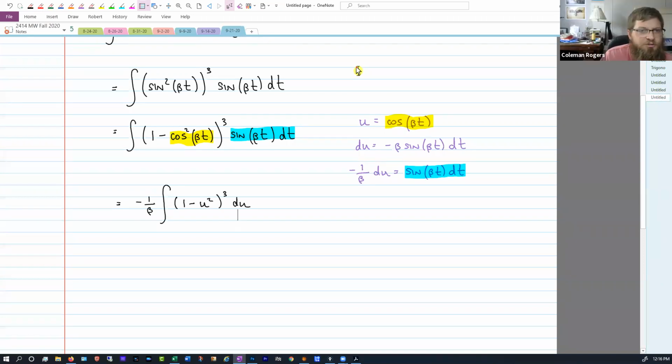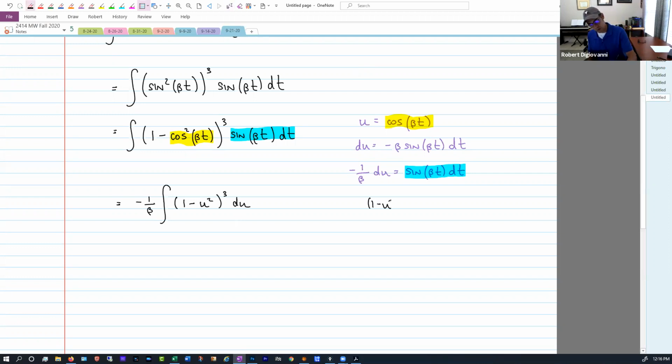Can we do another substitution? Maybe a substitution might work. But how about just do some algebra? Like what's 1 minus u squared cubed? Like what is 1 minus u squared times 1 minus u squared times 1 minus u squared, right? Now, you wouldn't want to do that if that power was like to the 7th or something, but cubed, it could be done, right? You can multiply that out. And then once you did that, you would have just a bunch of powers of u, and you just find the antiderivative of each one.